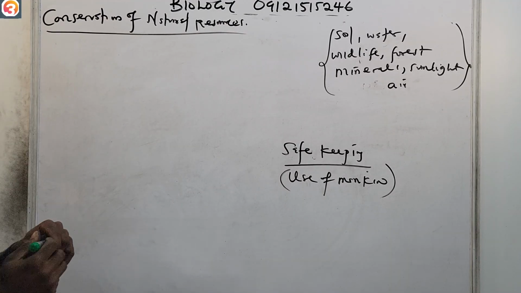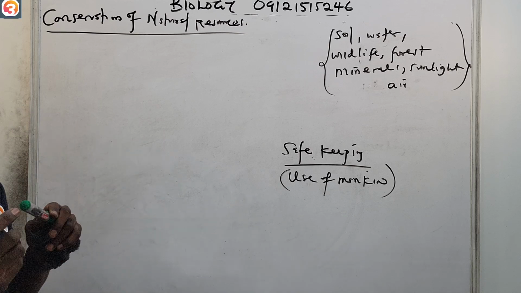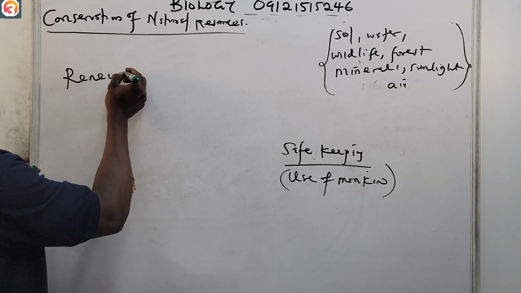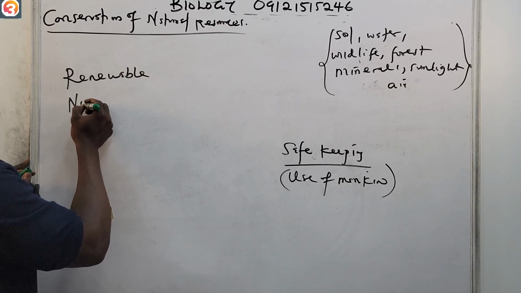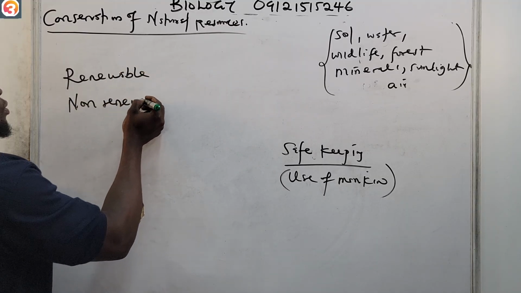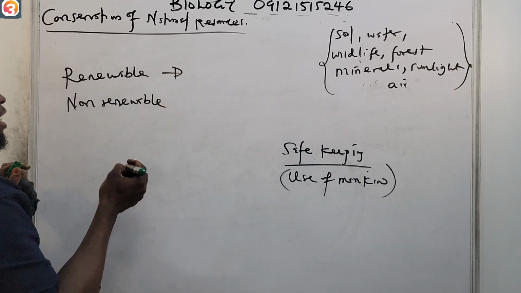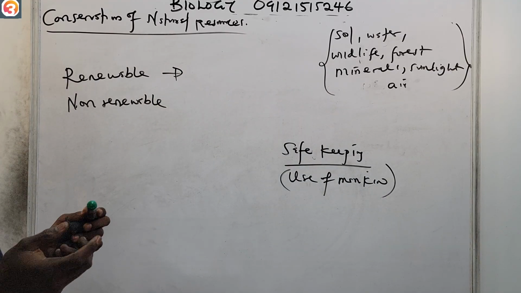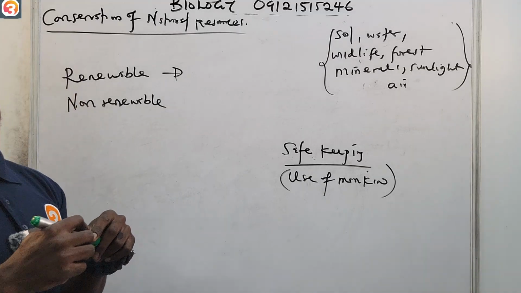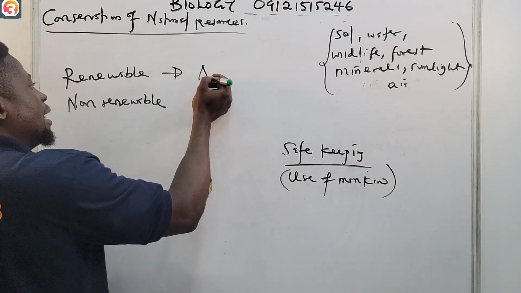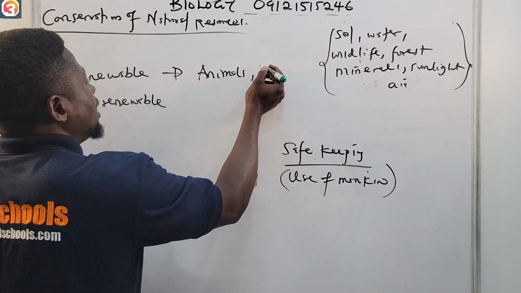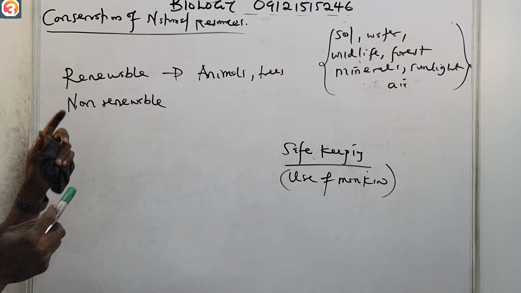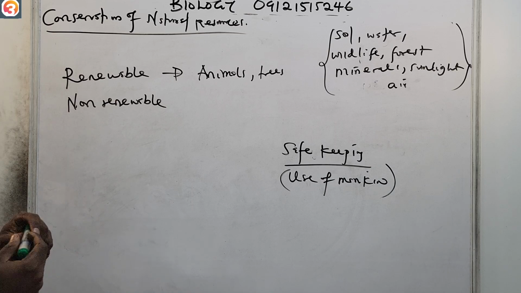We can classify natural resources into two: renewable and non-renewable. Renewable natural resources are those resources that can be replaced after being used. After you use them, you can replace them. Examples are animals and trees. We can replace them after using them. Those are renewable natural resources.